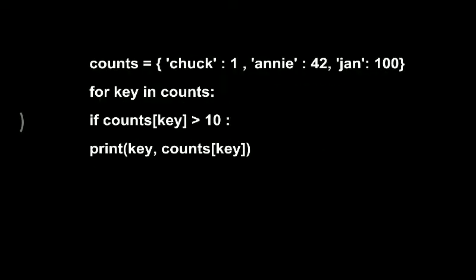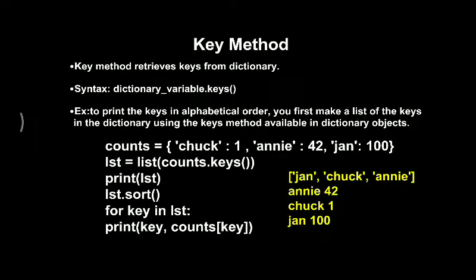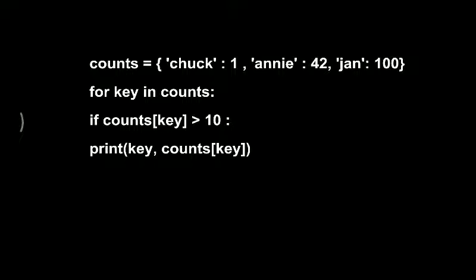Find all the entries in a dictionary. There is one example, find all the entries in a dictionary with a value above 10. For that we can do a simple condition here. For key in counts, if counts[key] is greater than 10, it will print only the key which has a value greater than 10. For example, here it will print only Annie and Jan, which have a value greater than 10. It will not print Chuck.